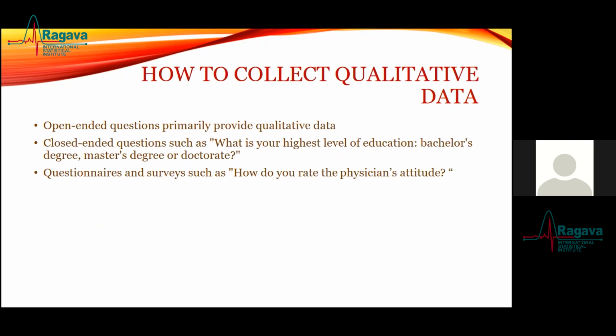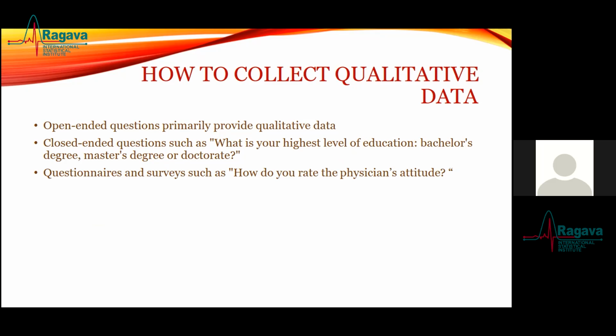Now, how to collect qualitative data? Because I said it is more descriptive in nature, open-ended questions primarily provide qualitative data. What are open-ended questions? Open-ended questions are not simply yes or no type of questions. For example, if you want to ask a person, do you belong here? Is your native place Chennai? He'll say yes or no. Depending on us, we can further probe the person. So, what is your country of origin? What is your native place? What is your place of birth?